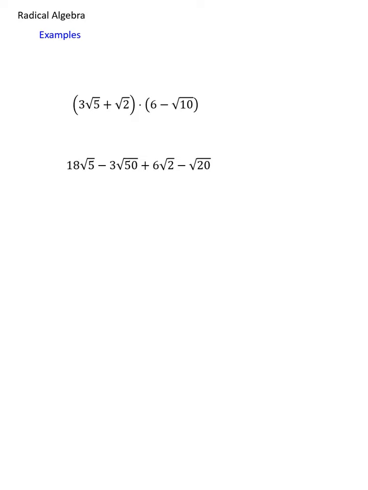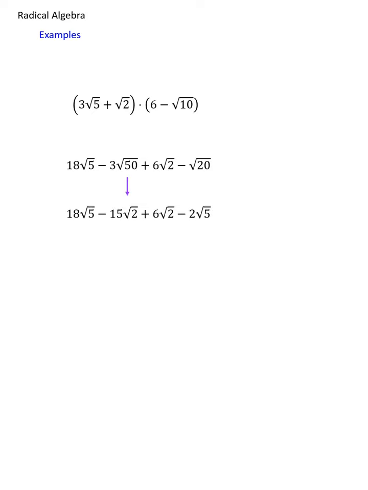Now I'm not done with this problem, but it's worth noting here that I've essentially used the FOIL or multiplication process, just like I would have in an algebra problem that had no radicals, to expand this expression. Now at this point, I wouldn't necessarily call this a simplification. It looks worse and has bigger numbers under the radical than the original expression. But it turns out there's more that we can do with this.